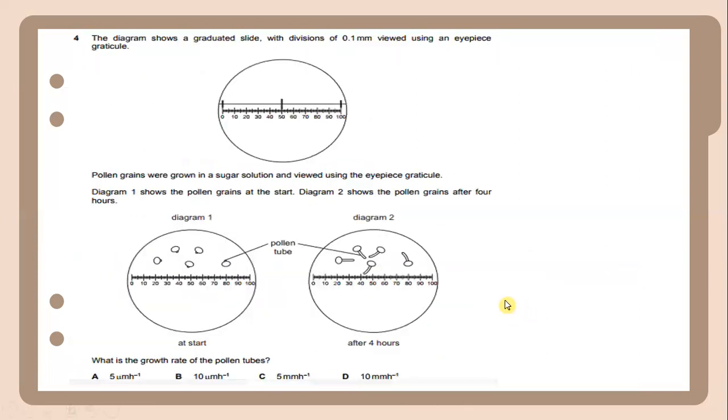The diagram shows a graduated slide with divisions of 0.1 mm viewed using an eyepiece reticule. Pollen grains were grown in a sugar solution and viewed using the eyepiece reticule. Diagram 1 shows the pollen grain at the start. Diagram 2 shows the pollen grains after 4 hours. What is the growth rate of the pollen tubes? The answer will be 5.